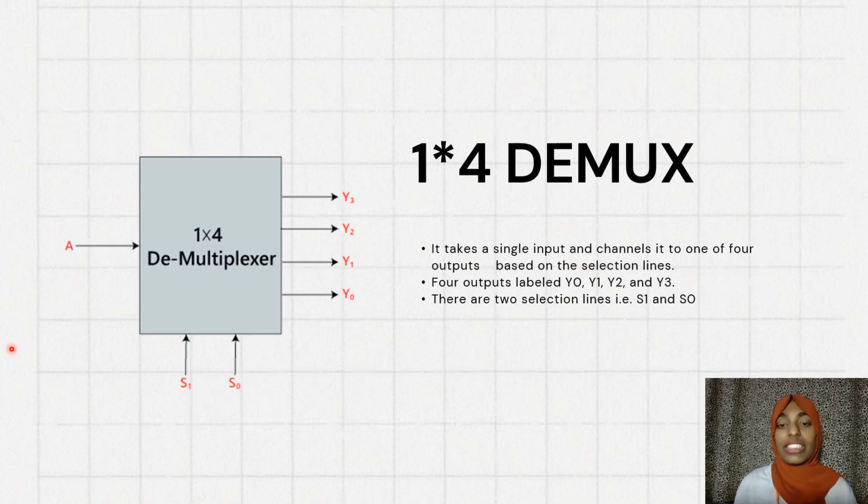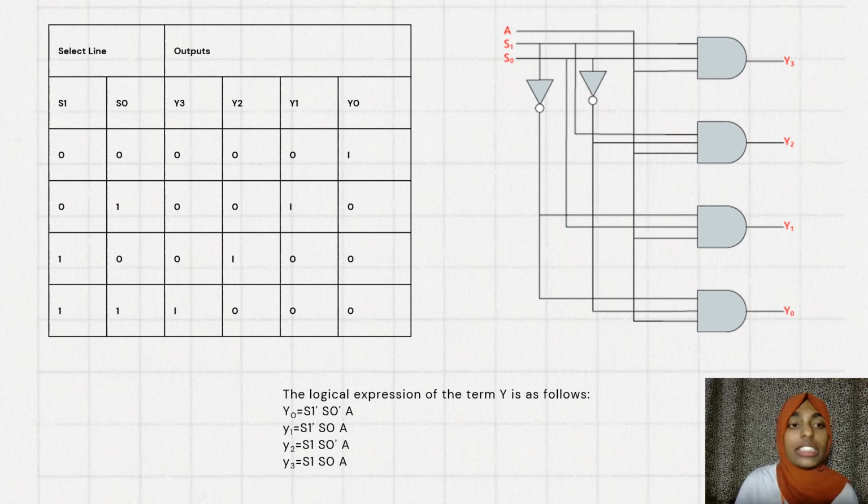The 1 to 4 demultiplexer is another type of demultiplexer. It takes a single input and channels it into one of the 4 outputs based on the selection lines. The 4 outputs are labeled Y0, Y1, Y2 and finally Y3. There are 2 selection lines, S1 and S0. This is the example diagram, where S1 and S0 are the 2 select lines, and these are the 4 different outputs of the 1 to 4 demux. And this is the truth table as well as the logical diagram from which the logical expressions are derived.